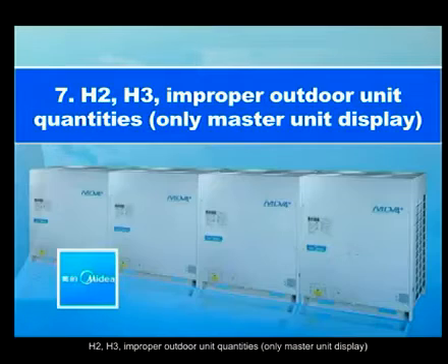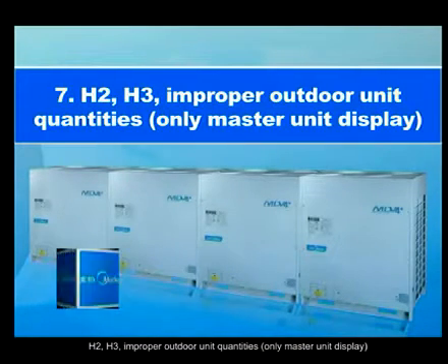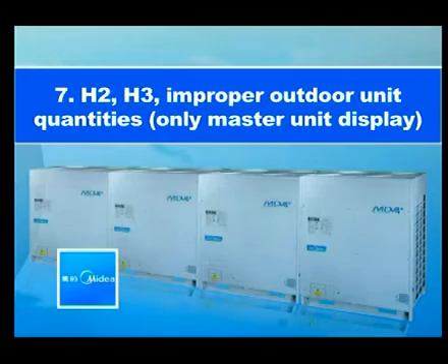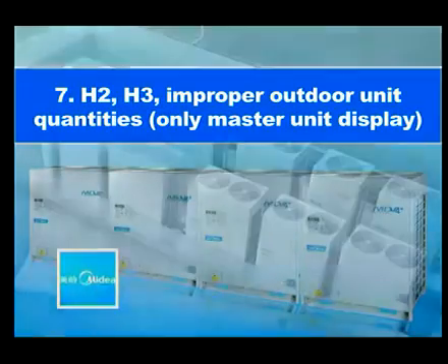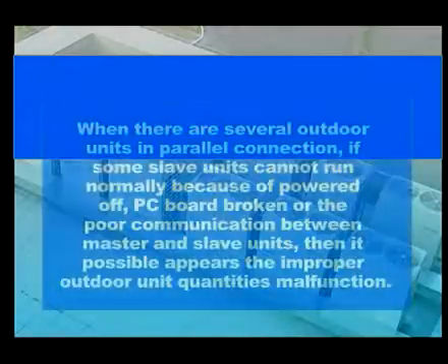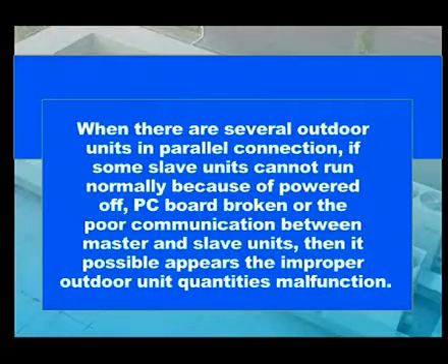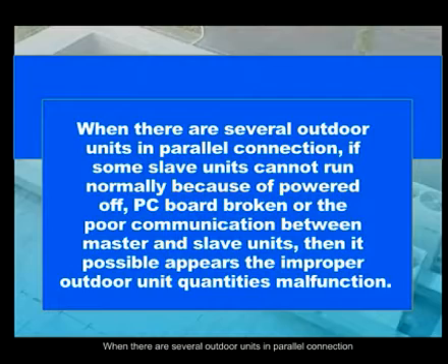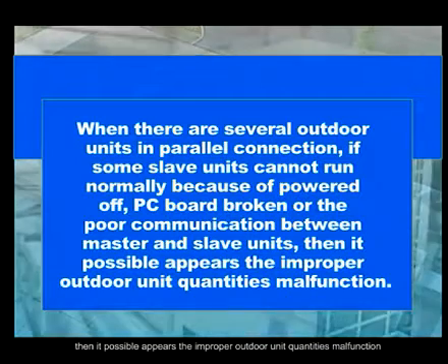H2, H3: improper outdoor unit quantities. Only the master unit displays. When there are several outdoor units in parallel connection, if some slave units cannot return normally because of being powered off, PC board broken, or poor communication between master and slave units, then the improper outdoor unit quantities malfunction may appear.